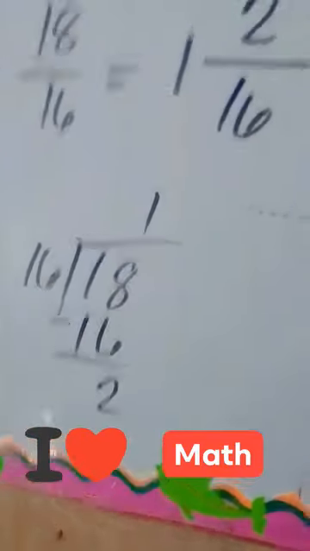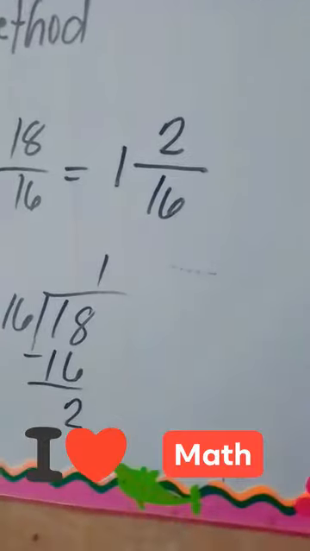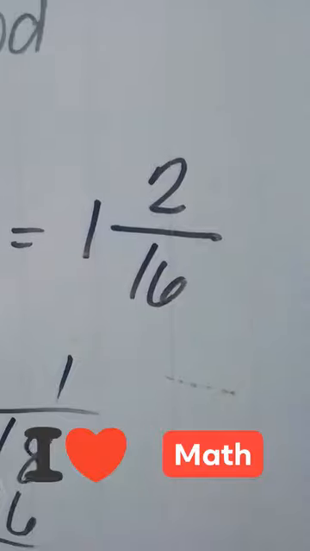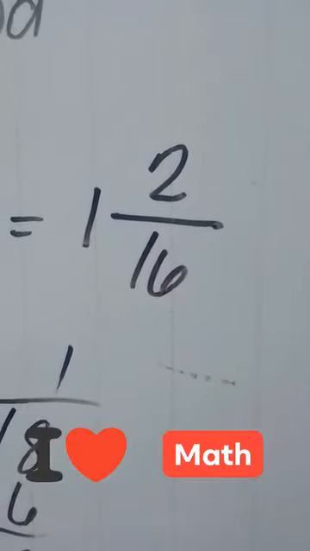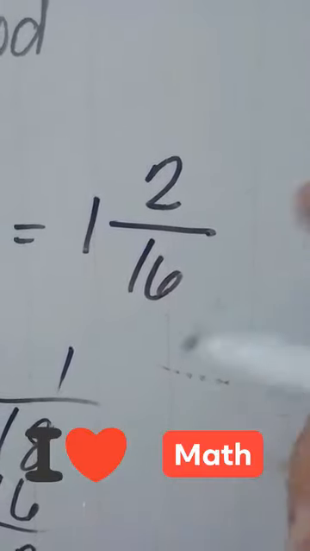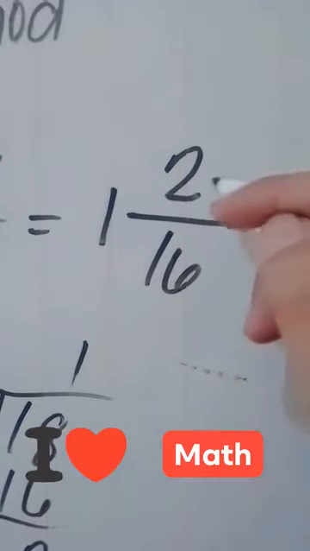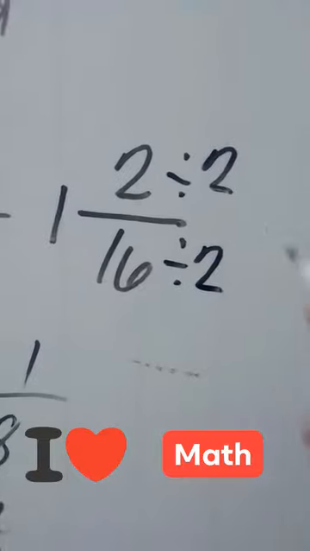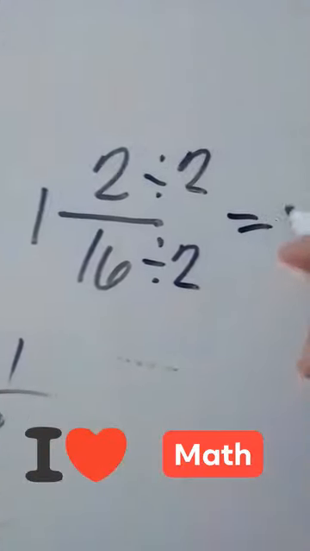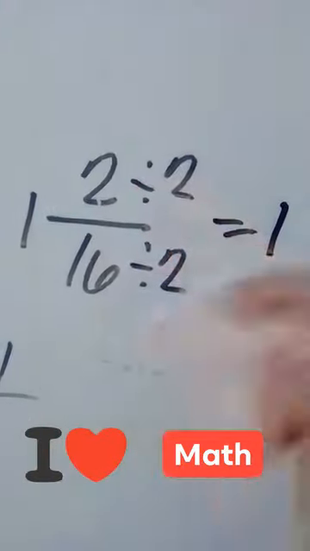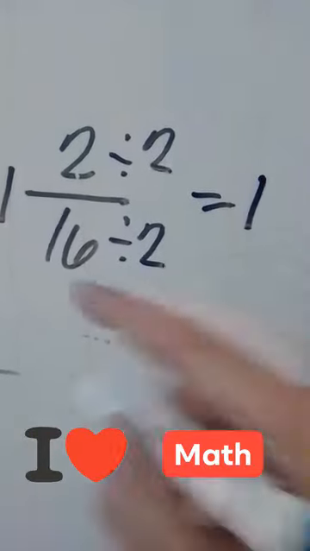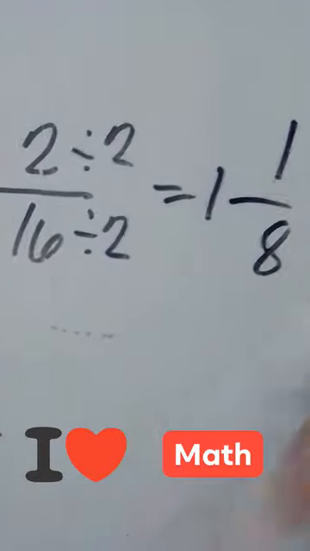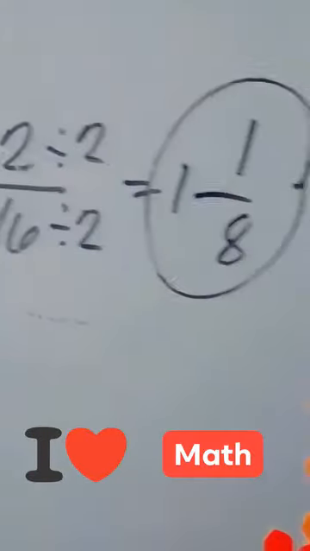Since 2 over 16 can be reduced to lowest terms, you have to find the greatest common divisor for these numbers, 2 and 16, divided by 2 and divided by 2. So don't forget to write 1 here, then 2 divided by 2 equals 1, then 16 divided by 2 equals 8. So the answer is 1 and 1/8.